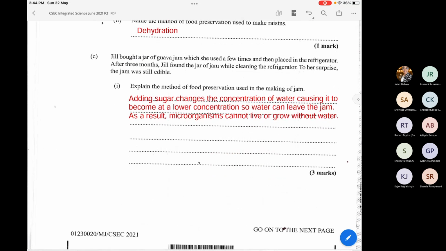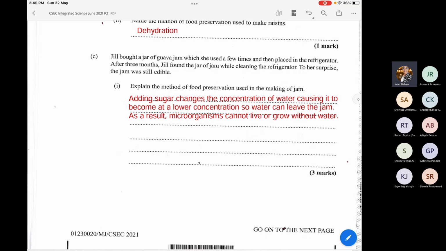C. Jill bought a jar of guava jam, which she used a few times and then placed into the refrigerator. After 3 months, Jill found a jar of jam while cleaning the refrigerator. To her surprise, the jam was still edible. Explain the method of food preservation used in making of jam.